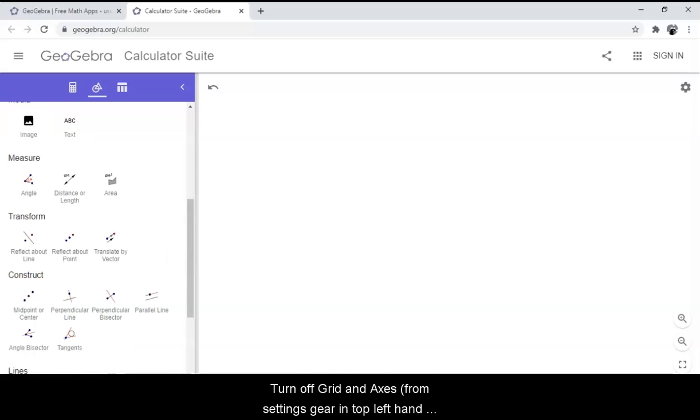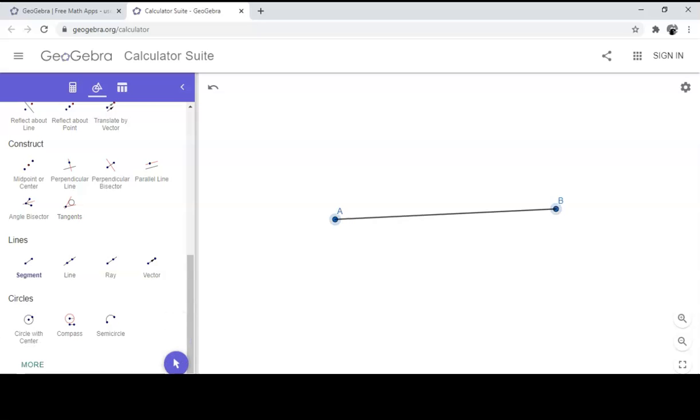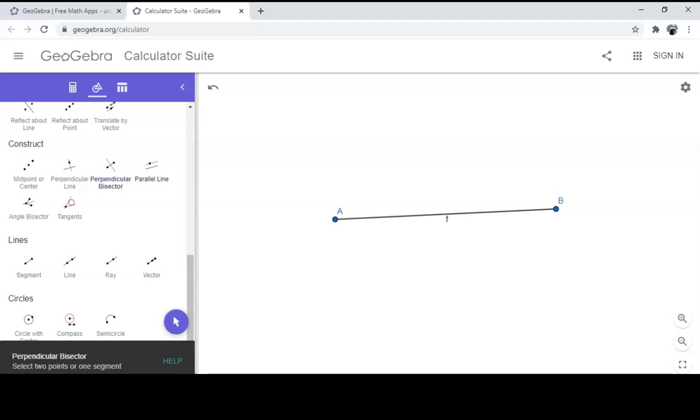So the first thing we're going to do is scroll down, and you're going to find the tool to draw a segment. So we're going to draw in our segment here. AB is fine. And with that segment, what we want to do is draw a perpendicular bisector. So here under Construct, I have Perpendicular Bisector.